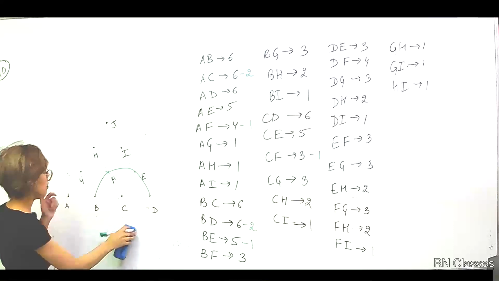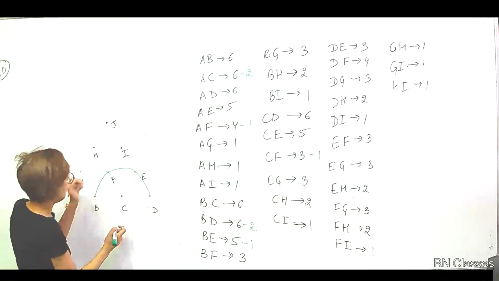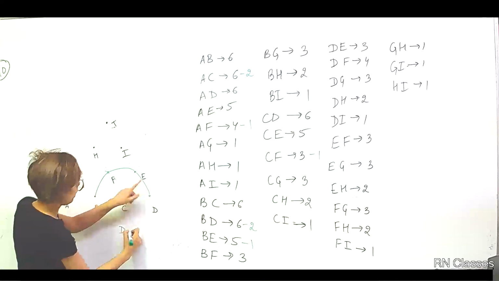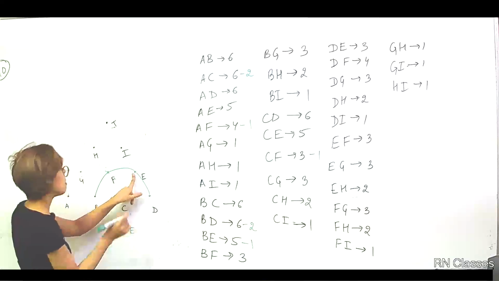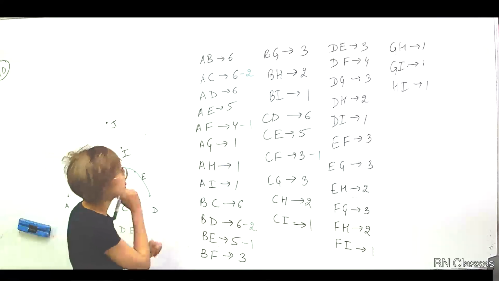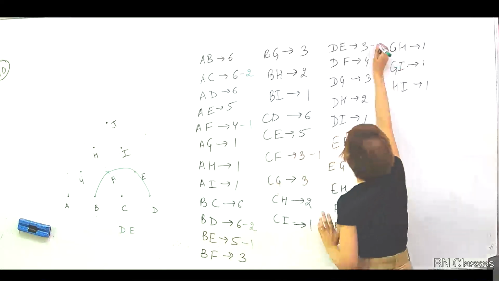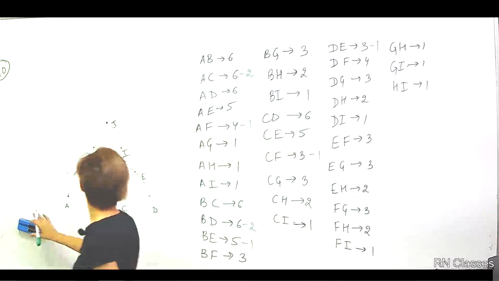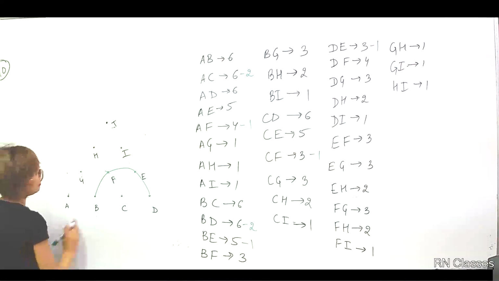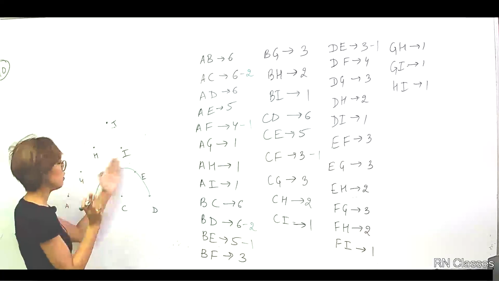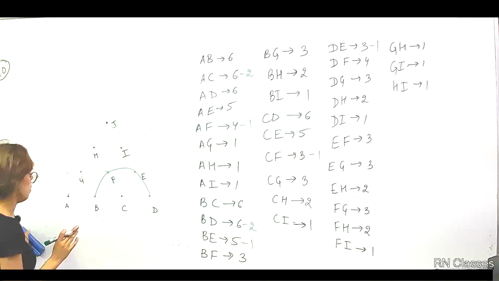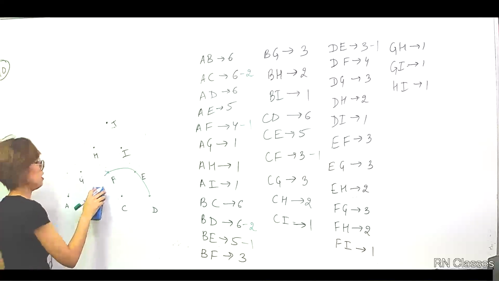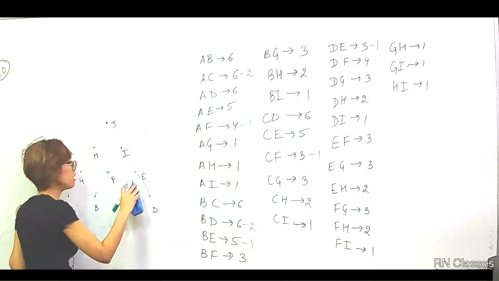So BF, I must have not counted this circle. So that is done. So let's come to DE. So DE, I must have counted it once. So DE minus 1. Done. And DF, I must not have counted this one. So that is done. Okay, so this circle is also done. We have subtracted the cases.